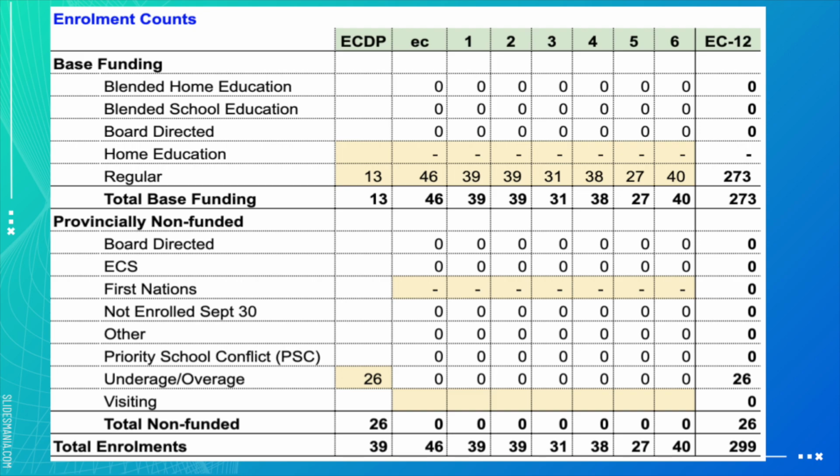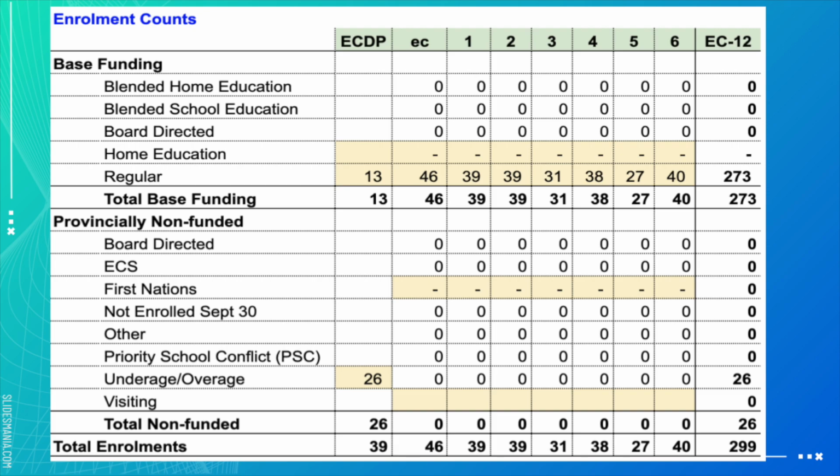You can see that this school has projected and confirmed 273 funded students. And that's about halfway down that table. It says total base funding, and then there are all those columns labeled at the top under green by grade level. And then at the far right, it says 273. That means this school will get funding for 273 students. If you go down to the bottom, it says total enrollments 299. That means there are some unfunded students here.